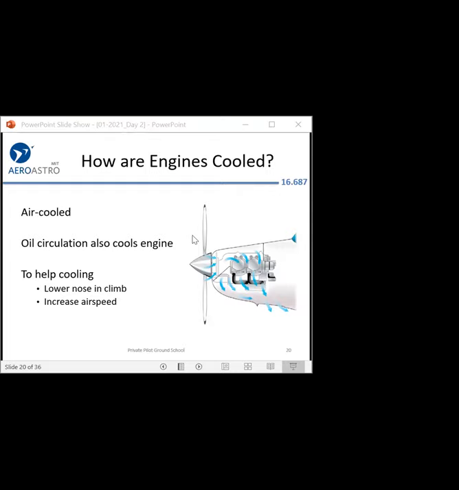And then we talked about aircraft systems. That was a really great lecture talking about what the different aircraft systems are. As some examples, we talked about engines being air-cooled. This is a figure showing the air flowing over the engine, which is in the nose of an airplane.